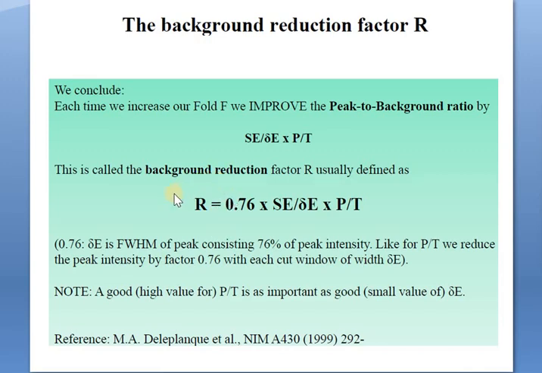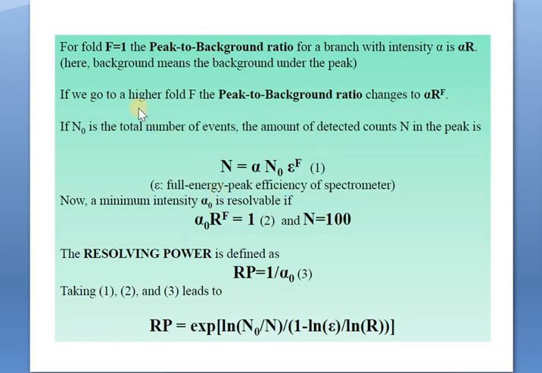So what we observe is that a very good value of peak to total ratio is as important as a small value of delta E. A very good value of peak to total ratio and a very small value of delta E are both required to have a very good reduction in background. Note that if we can't reduce the background, our peak to background will be poor and we will not be able to get good data out.